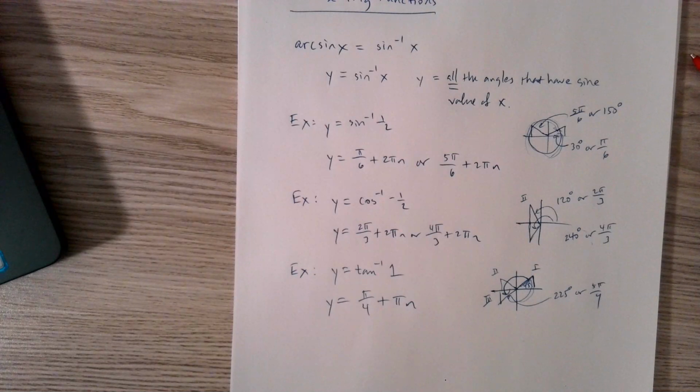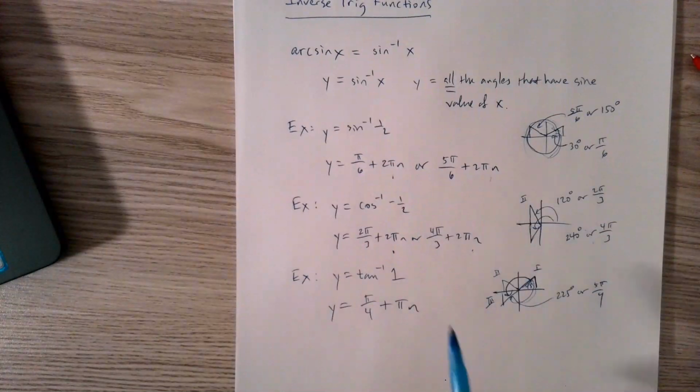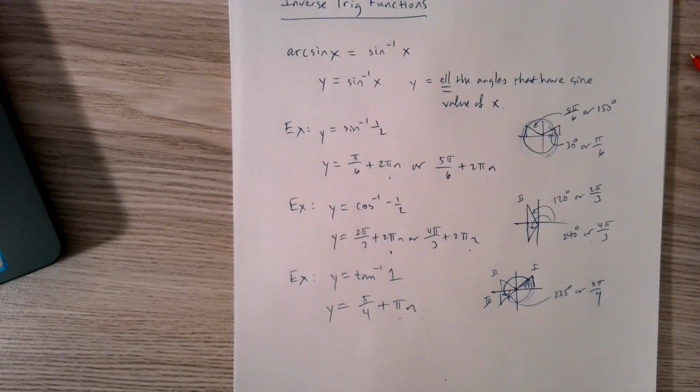So here you see that the cycle goes pi n, not 2 pi n. Every pi n we get another angle that has a tangent value of 1. And tangent values always work like that, because the cycle of the parent function y equals tan x is pi, so that's what you would expect.